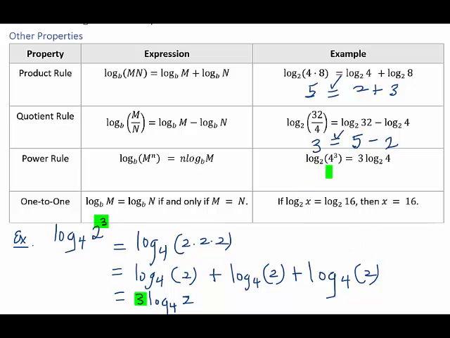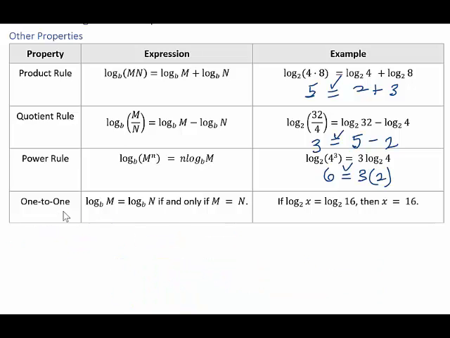And a numerical example: log base 2 of 4 to the 3rd is equal to 3 times log base 2 of 4. We can see how these are truly equivalent by just calculating. So 4 to the 3rd is 64, and 2 to the 6th is 64. So that's going to be 6. It is equal to 3 times log base 2 of 4, which is 2, and 6 does equal 3 times 2.